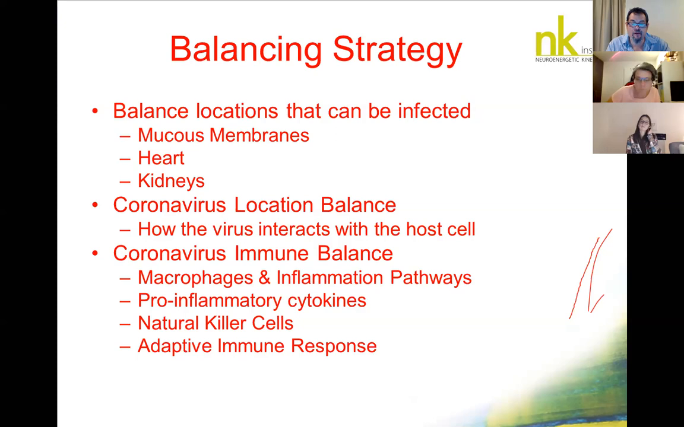So, the other thing I'm going to share with you is something cool from my friend in Spain about the emotions of coronavirus.